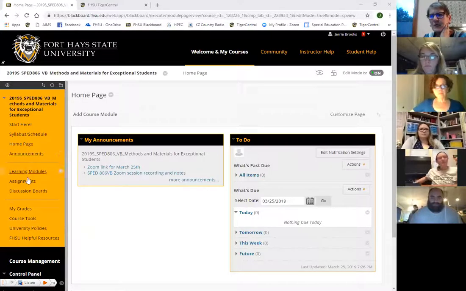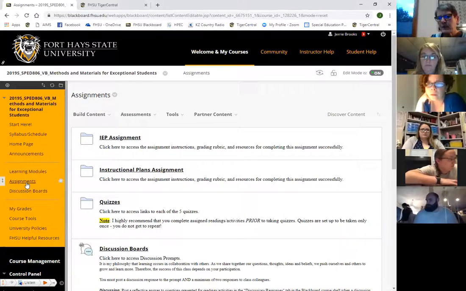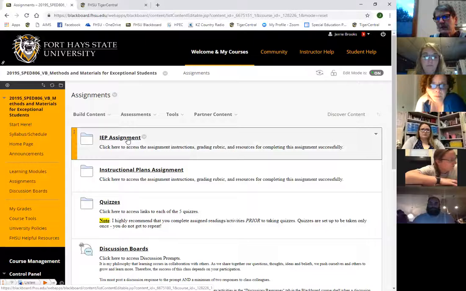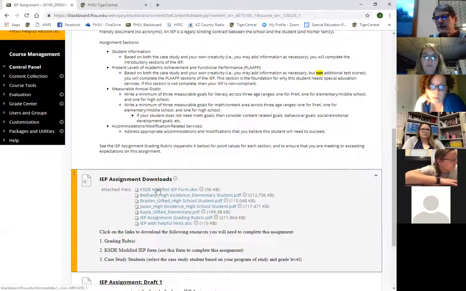As I said, all of the information is not going to be there by far. You're going to go to assignments in your class, because I know some of you said you weren't very experienced with Blackboard. Then you're going to go to IEP assignment. When you scroll down, this is the old IEP form. This IEP with helpful hints is the red one that I was just showing you. It's based on the old form. There's the grading rubric, and then there are 4 kids to pick from.